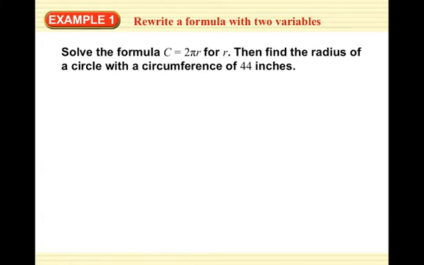Okay. Our first example, we're going to solve the formula C equals 2 pi r for r, then find the radius of a circle with a circumference of 44 inches. So there's two steps to this process.